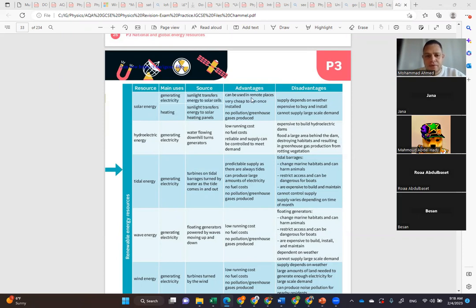This can be used in remote places. The sun is available everywhere. Very cheap to run once installed. No pollution, no greenhouse gases produced. The disadvantage, supply depends on weather. So if we are like today in New York, our temperature is -15 and we don't have sun. So we cannot use the solar panel or solar heating panels or solar cell to generate electricity or heating. So it depends on the weather, expensive to buy and install, cannot supply large scale demand.